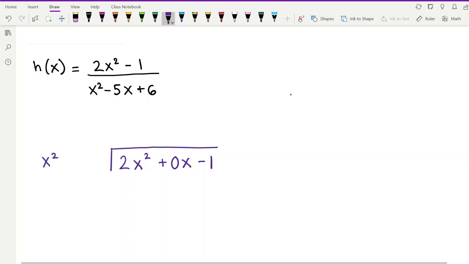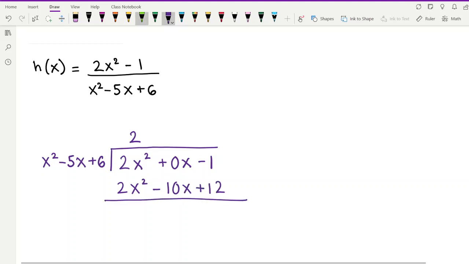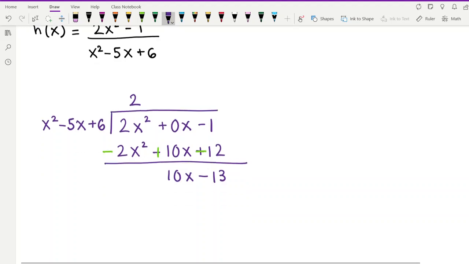And then we're dividing by x squared minus 5x plus 6. So this time we're dividing x squared into 2x squared and we get 2. Then we multiply and we get 2x squared minus 10x plus 12. And so if we subtract these, this is minus, this is plus, this is minus. And so we end up with 10x, what is this, minus 13. And now we can't do any more, right? We can't divide x squared into 10x minus 13.